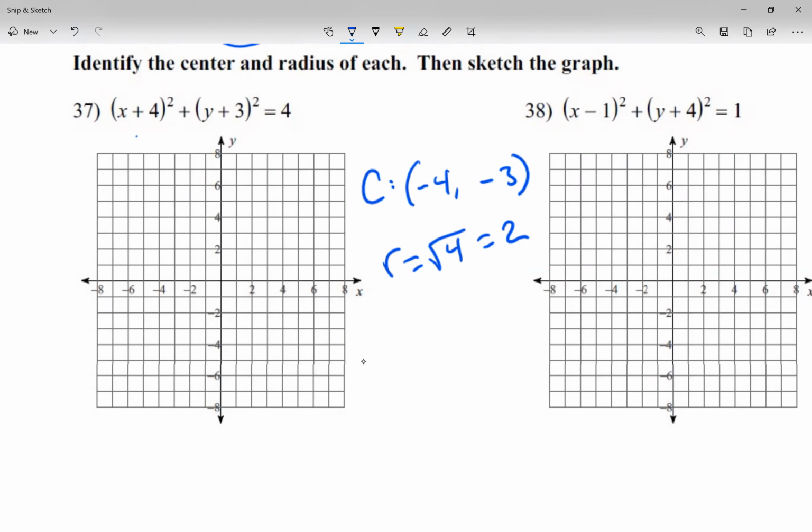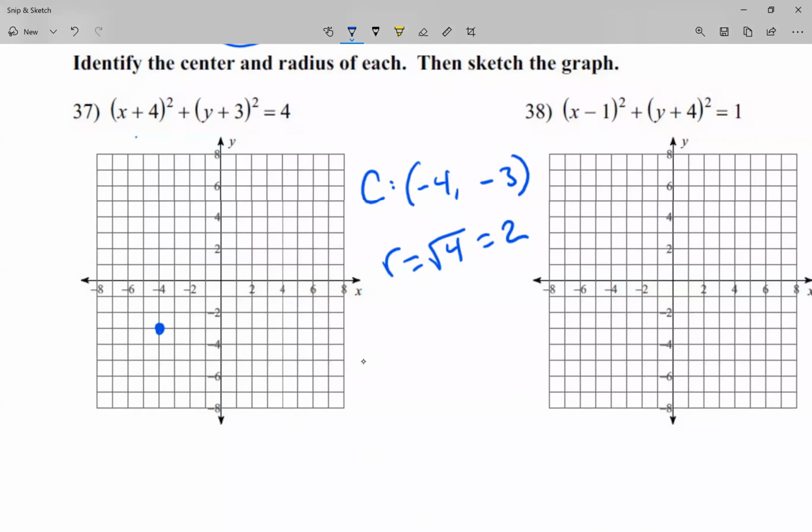For my center, I can easily plot a point, -4, -3. All right, we know how to graph points, -4, -3. The radius is 2. So what I'm going to be doing now, from the center, I know the radius is the distance from the center to the edge of the circle. So from the center, let me go 2 spaces each direction, right? The radius is 2. So from the center, let me go 2 up.